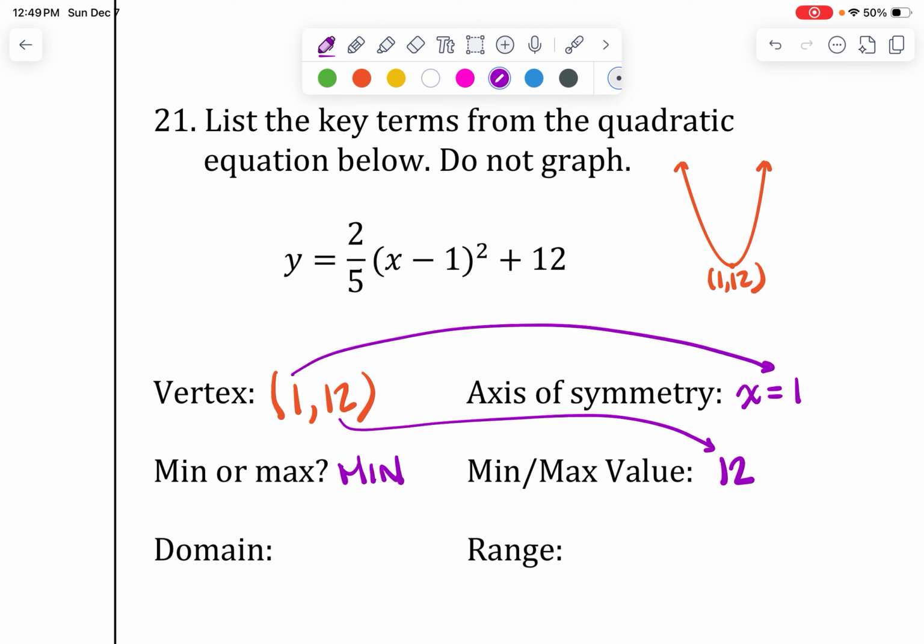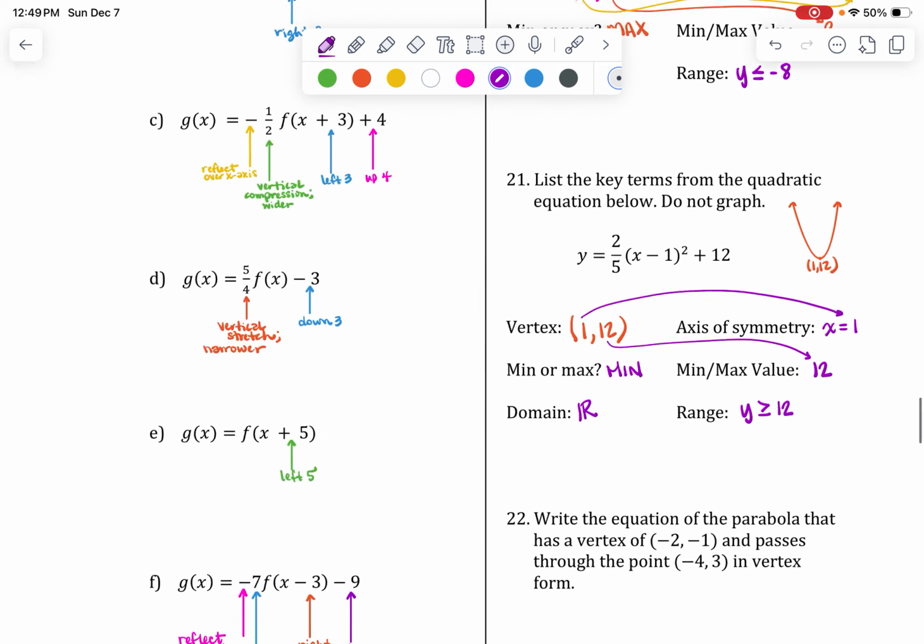Again, voila. Domain, all real numbers. And of course, y for the range, and it's opening up, so greater than or equal to, and its lowest y value is 12. Okay, so pretty easy. We like vertex form.